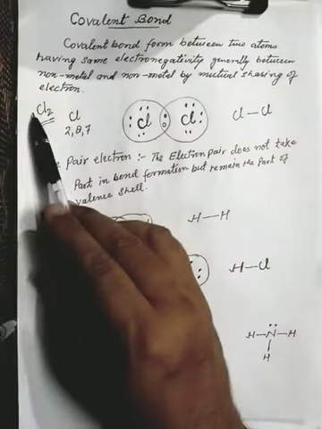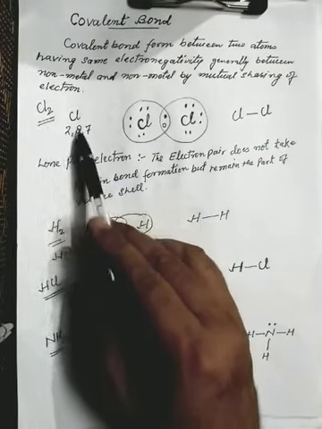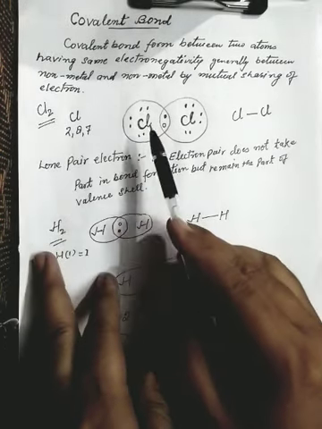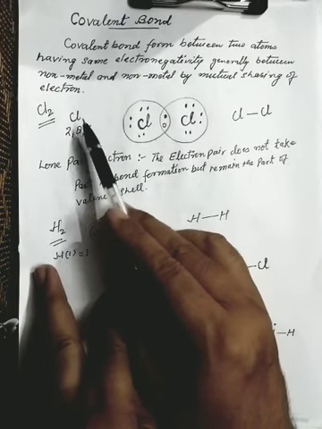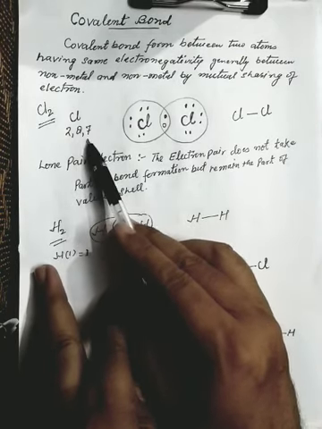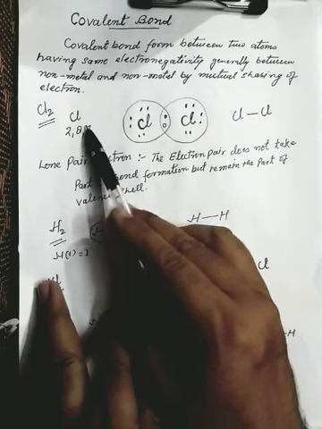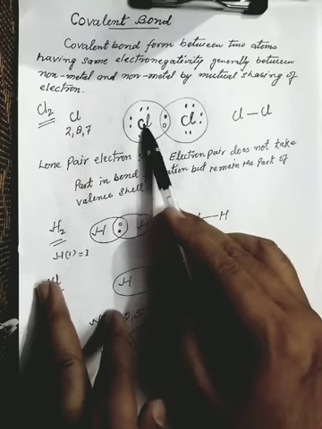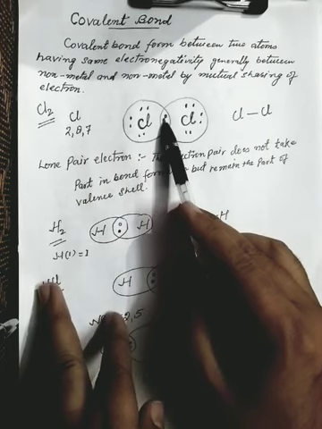Now here we have taken the first example of chlorine. How does the Cl2 molecule form? The Cl2 molecule is made up of two chlorine atoms. Both chlorine atoms have 7 electrons in their outermost shell, with atomic number 17 and configuration 2, 8, 7. So what will happen? They need 1 electron to complete the octet. So this chlorine requires 1 electron to complete its octet, and it will place 1 electron at the center.